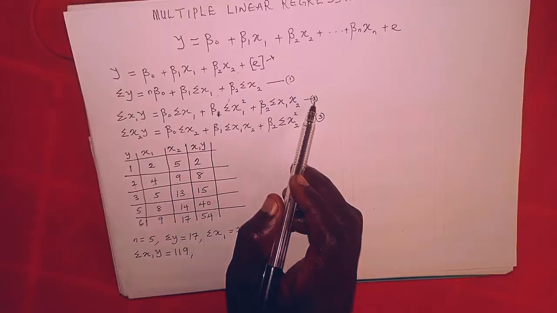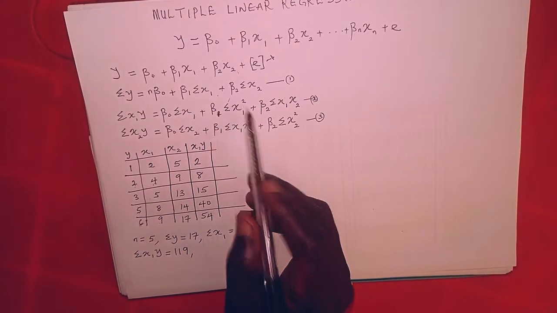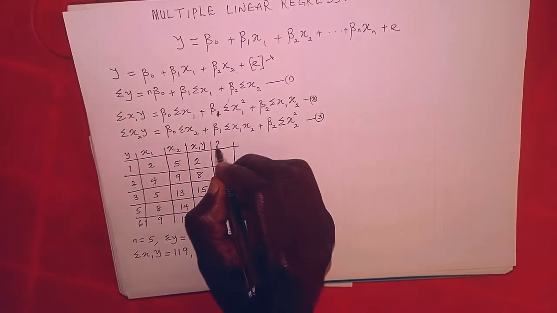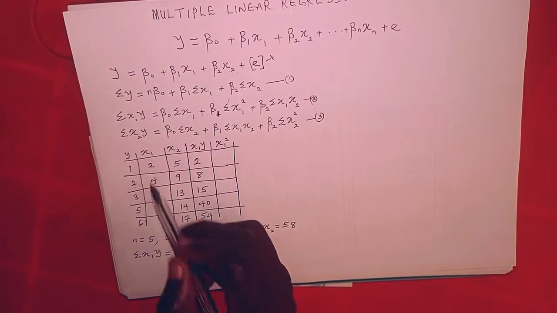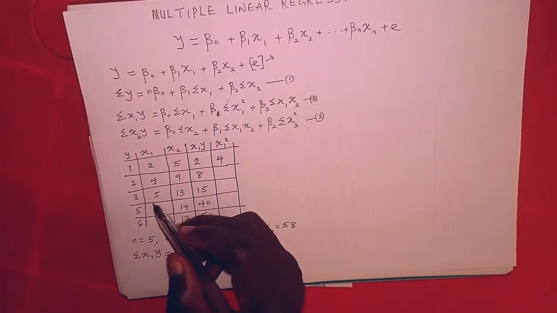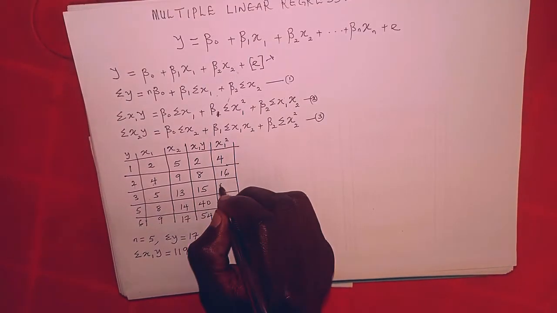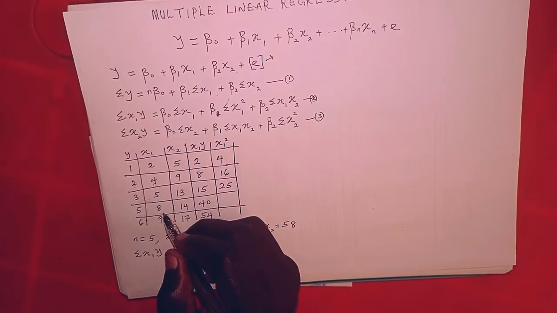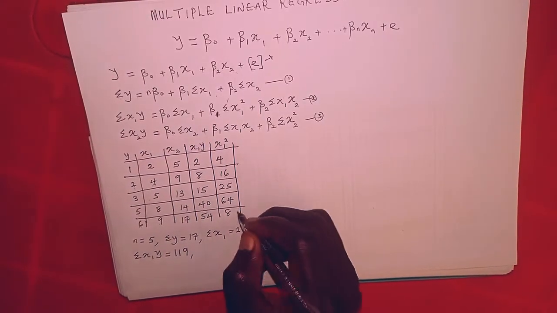Now, we're using the second equation now. Summation x1, we already have it here. We have x1 here. So we need x1 squared. We form another column for x1 squared. Each value in this column, we're going to square it. So 2 squared will give us 4. 4 squared, 16. 5 squared, that is 25. Then we have 8 squared, 64. 9 squared, that is 81.